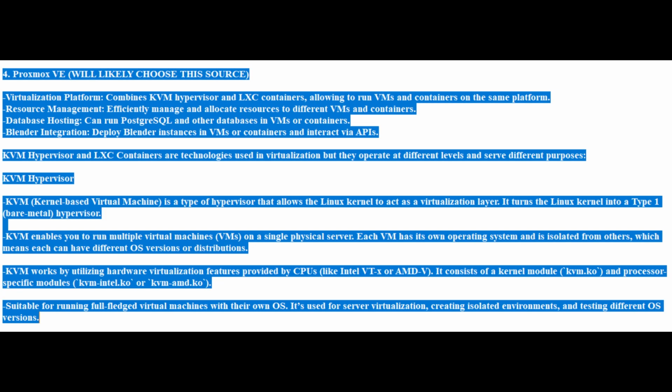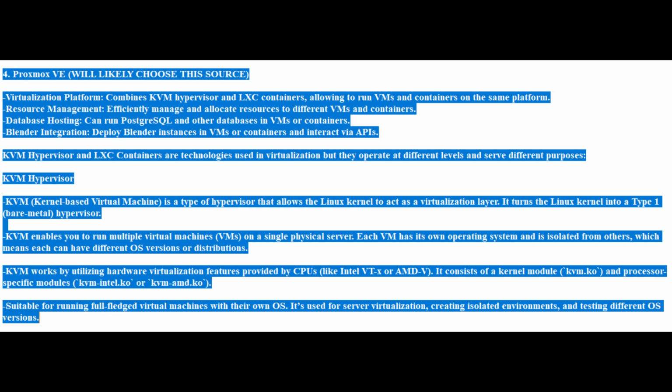4. Proxmox, which you will likely choose as the source. Virtualization platform: combines KVM hypervisor and LXC containers, allowing you to run VMs and containers on the same platform. Resource management: efficiently manage and allocate resources to different VMs and containers. Database hosting: can run PostgreSQL and other databases in VMs or containers. Blender integration: deploy Blender instances in VMs or containers and interact via APIs.